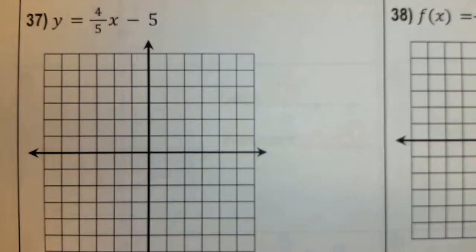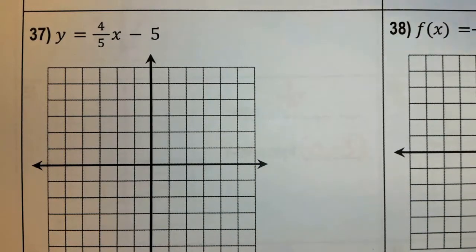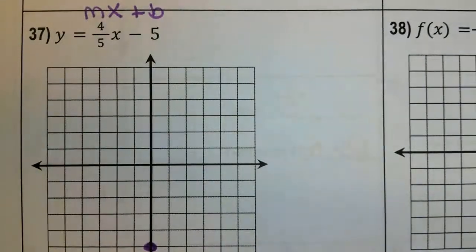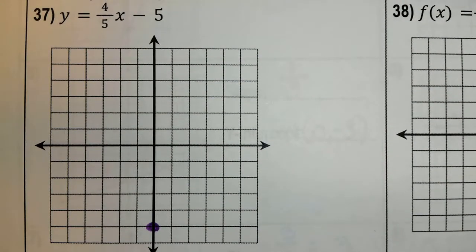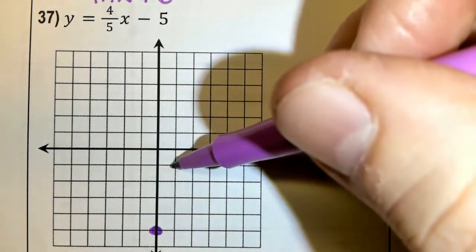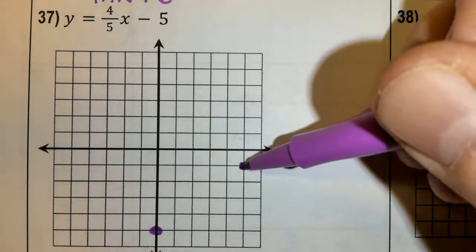Okay, number 37. I'm going to start by labeling. I have mx plus b. So I begin with b, which is negative 5. So I go down 1, 2, 3, 4, 5. Okay. And since I already have a fraction, I don't have to add anything. So it's positive. So I go up 4, right 5. Okay. So from this point, I'm going to go up 1, 2, 3, 4. Right 1, 2, 3, 4, 5.